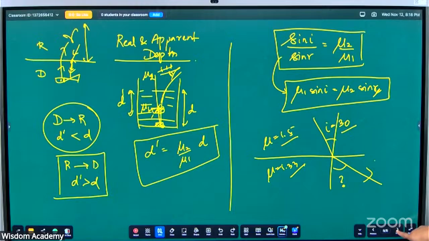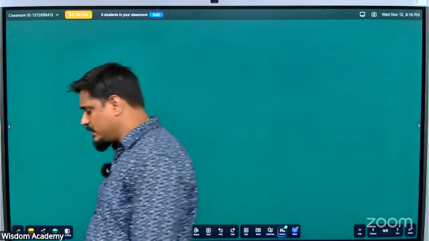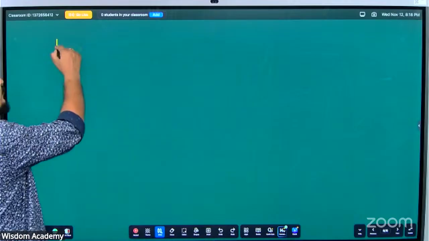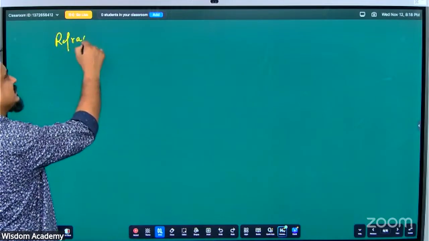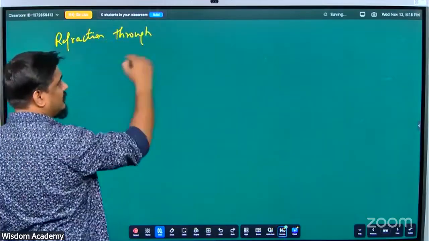Okay. Next in this chapter, we have to learn about the concept of refraction through a triangular prism.